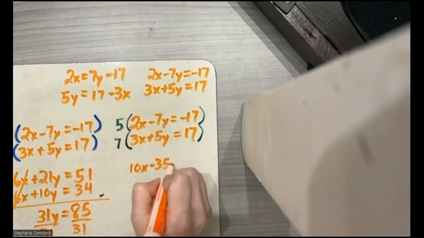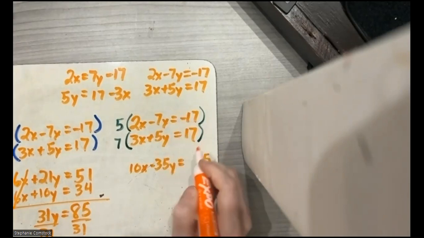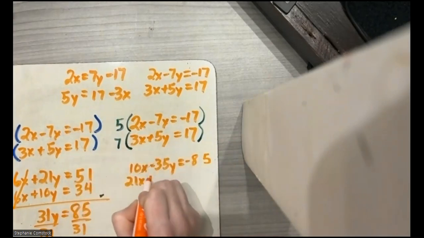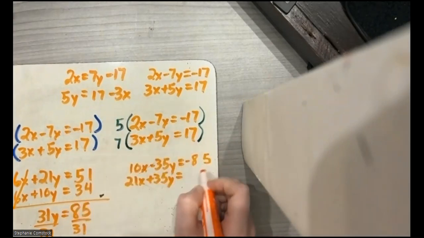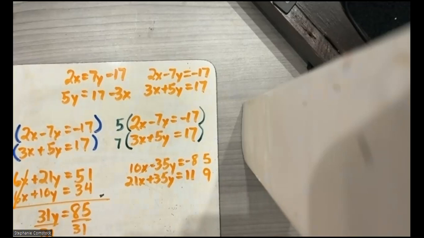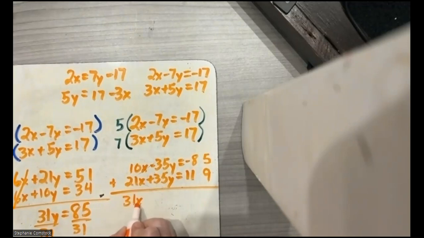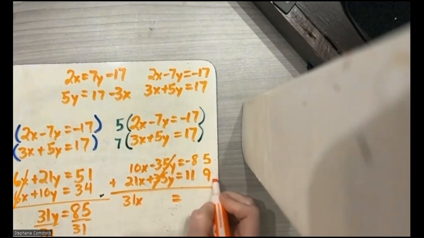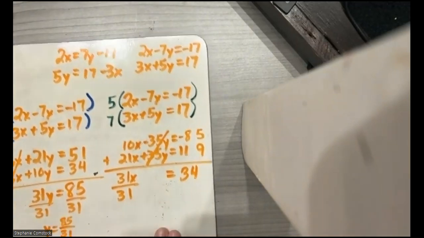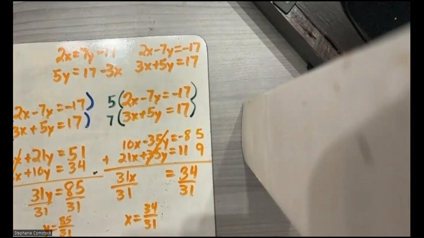Okay. So I'm going to get 10x minus 35y equals negative 85. 7 times 3 is 21x plus 35y equals 119 for that one. And again, we're going to add. So we've got 10 and 21 makes 31x. The y's cancel off. It's going to be positive 34. And then again, we'll divide by 31. So I've got x equals 34 over 31.